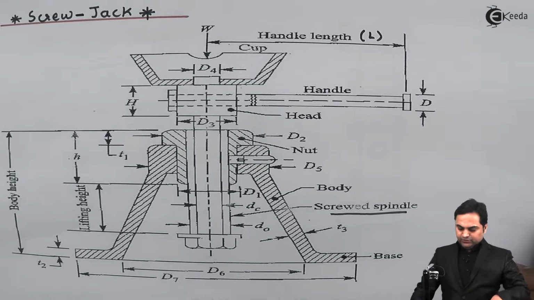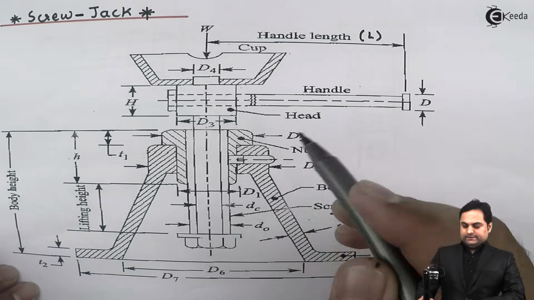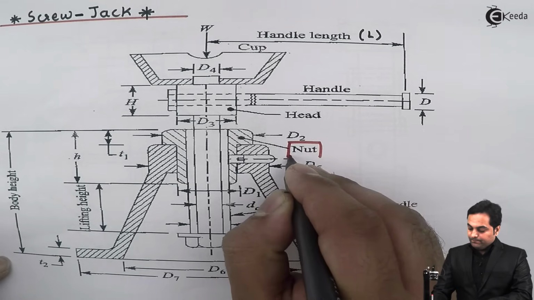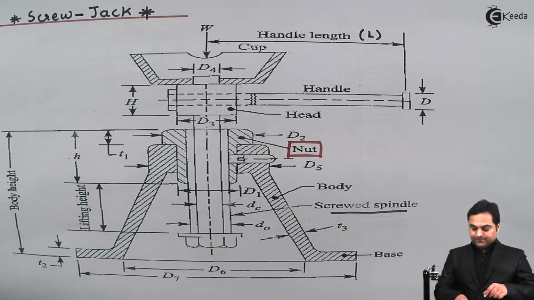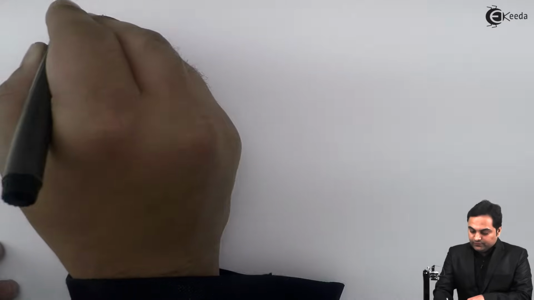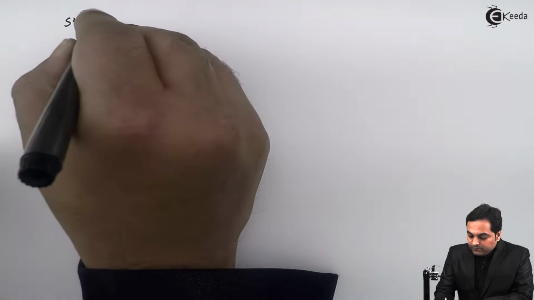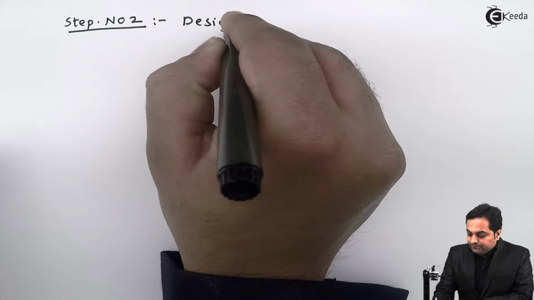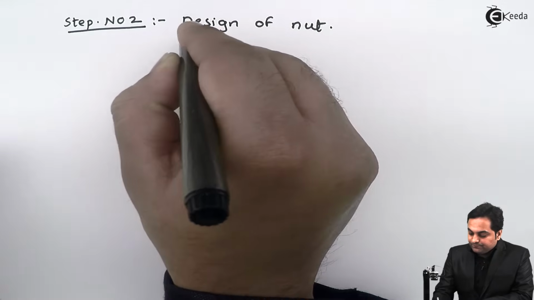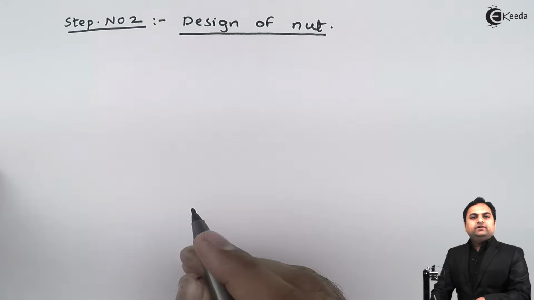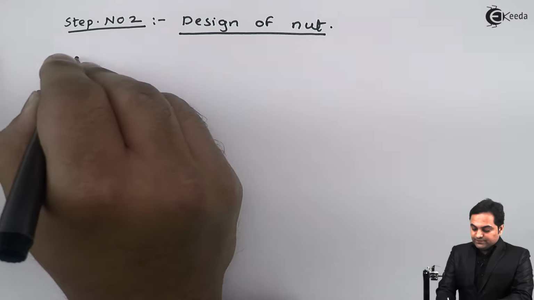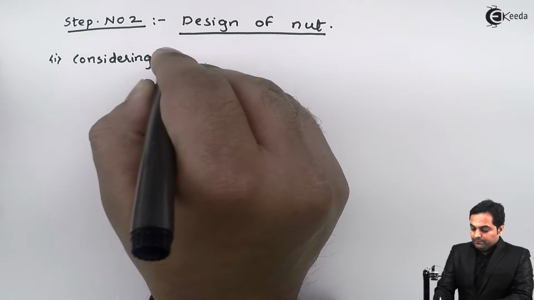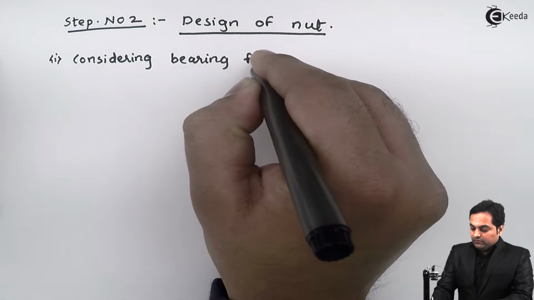Next, as we see in this screw jack, after the screw spindle, the next part which we have to design is the nut. Now here we have this nut, we need to design it. So I'll write down here, step number second, design of nut. Now in the design of nut, the first consideration is considering bearing failure of nut.